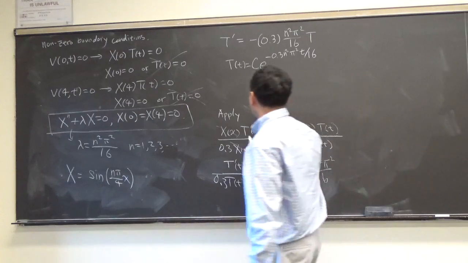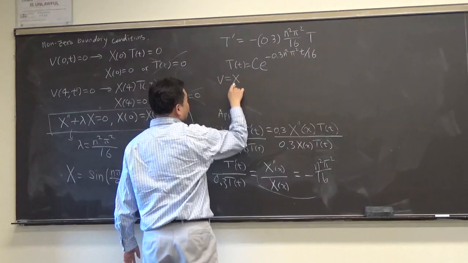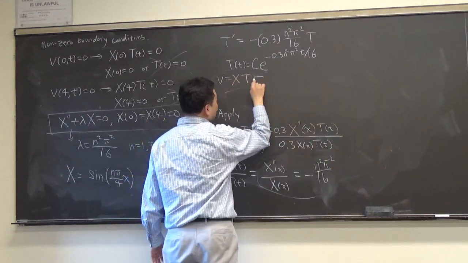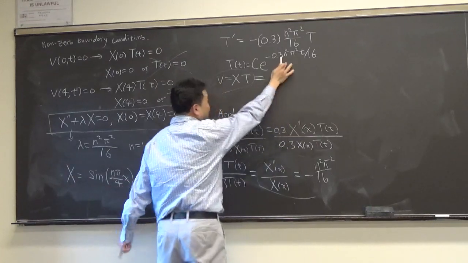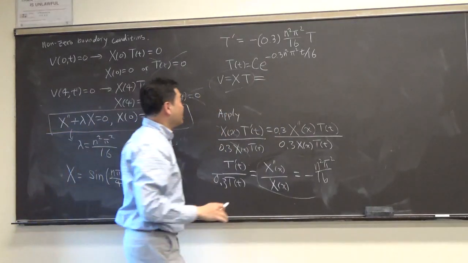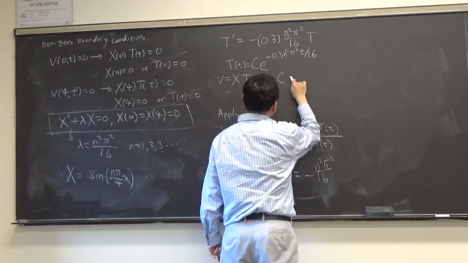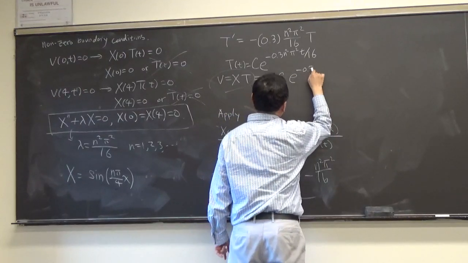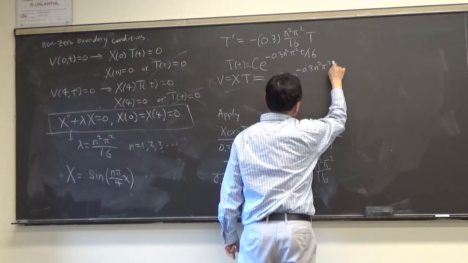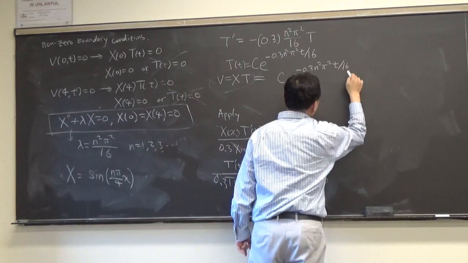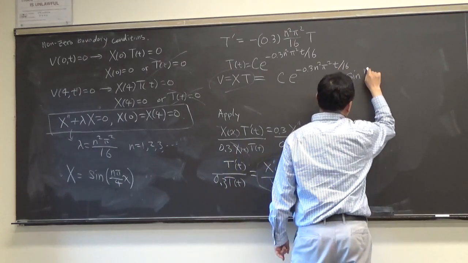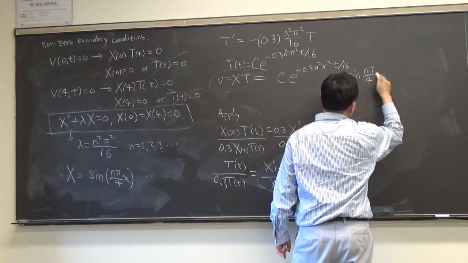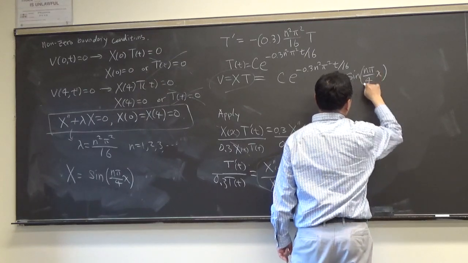And then, because we had v equals x times t, and we found both x and t, it's this one times that, right? So we can say that in general, it's some constant times e to the negative 0.3 n squared pi squared t over 16 times sine of n pi over 4 x.